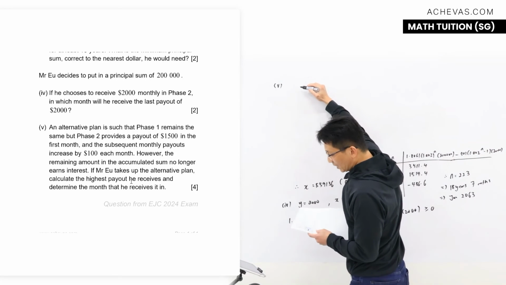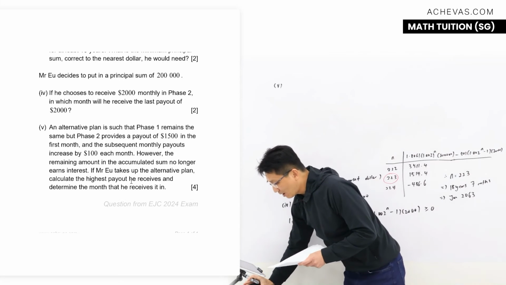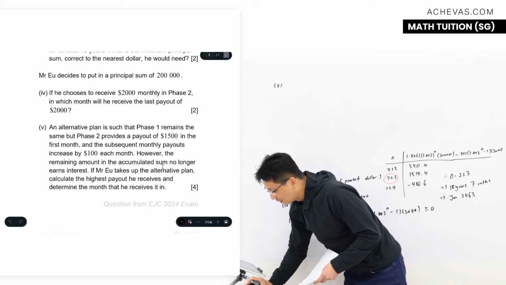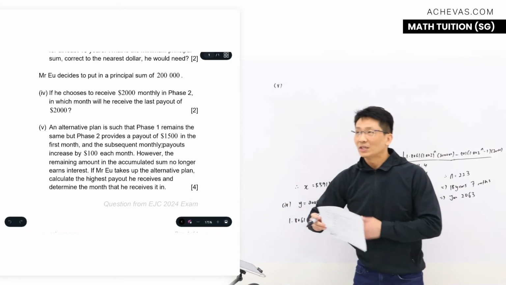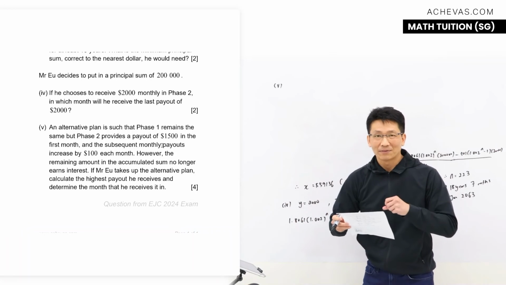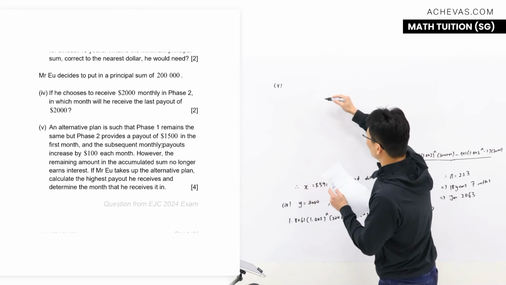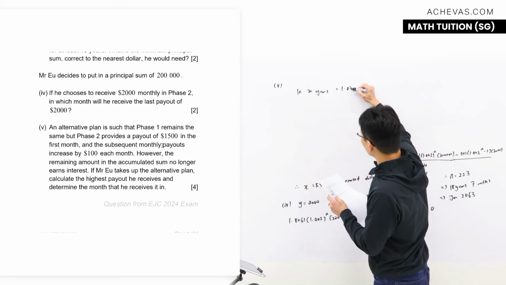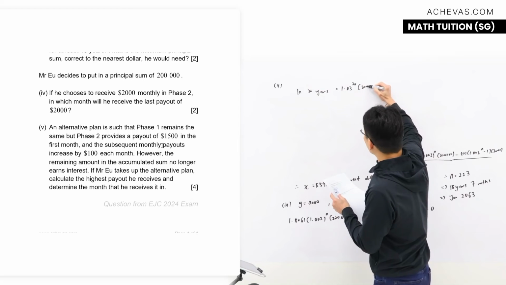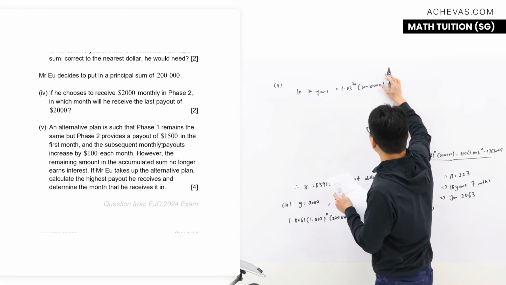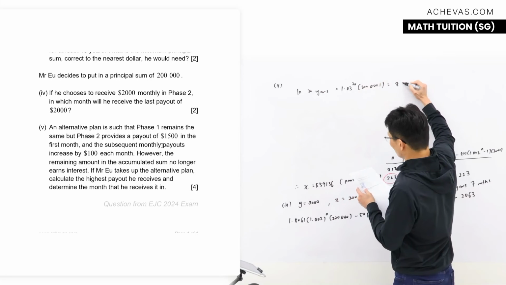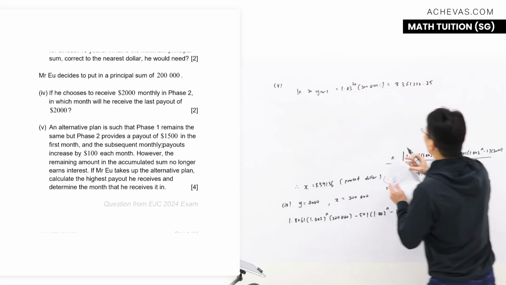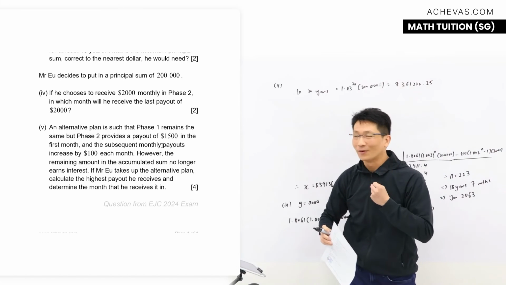Okay, first, if he wanted to have a payout over a total of 20 years, after 20 years, I want to see how much accumulated sum he will have, which is 1.03 to the power 20 times 200,000, which works out to become equal to 361,222.25. So this is the pool of money that he can withdraw from.